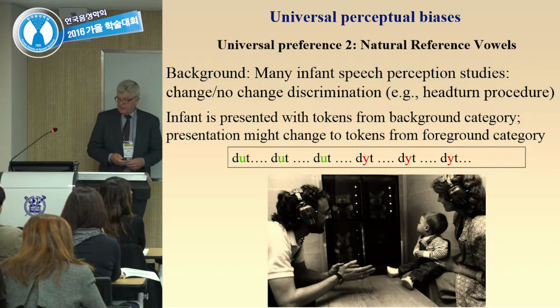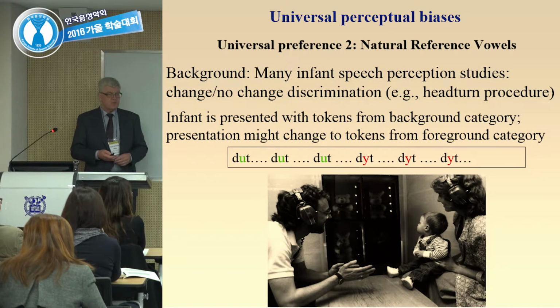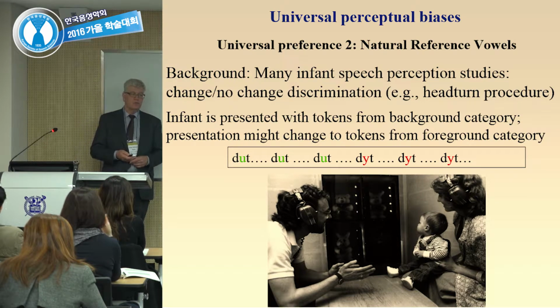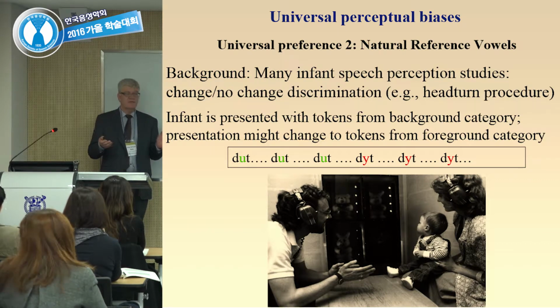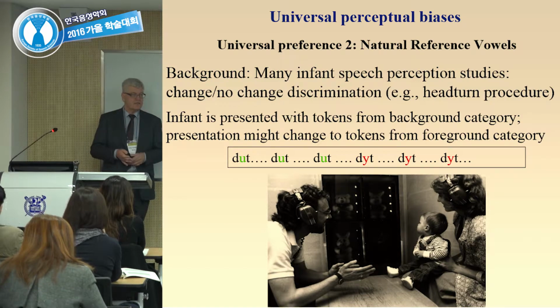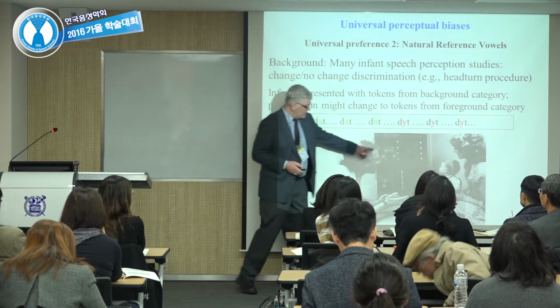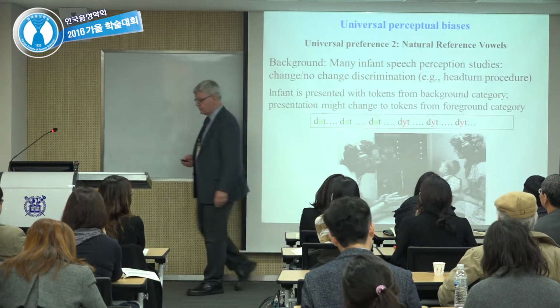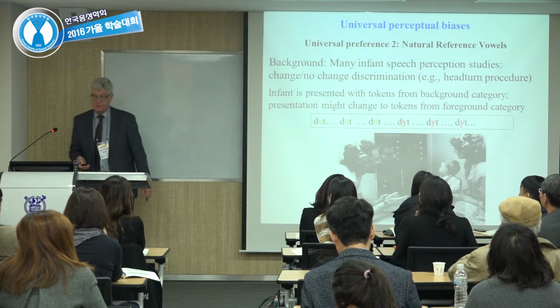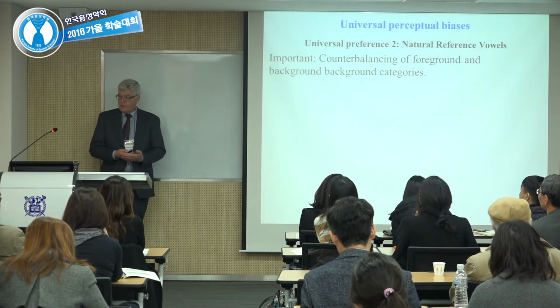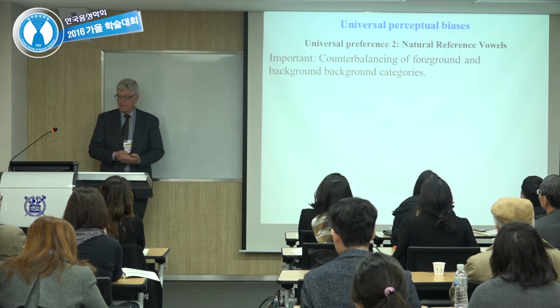So in the type of experiment that I do, the head turn experiment, what typically happens is the infants are presented with tokens from a background category, something like doot, doot, doot, doot, and I could continue with that until you fall asleep, and then I suddenly say doot, and you wake up. Okay, that's basically it. They react to something different. And then they are rewarded by some dancing mechanical animals. Okay, so that's how we train them, and kids like that between the ages of roughly 4 months and 12 months can do this. Right, and it's important that we counterbalance foreground and background categories.